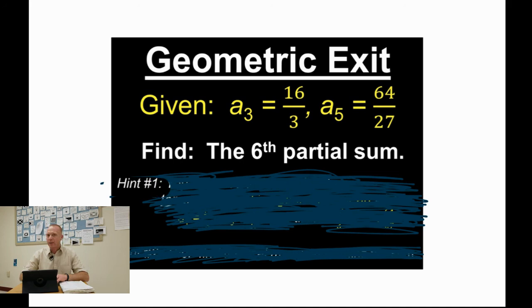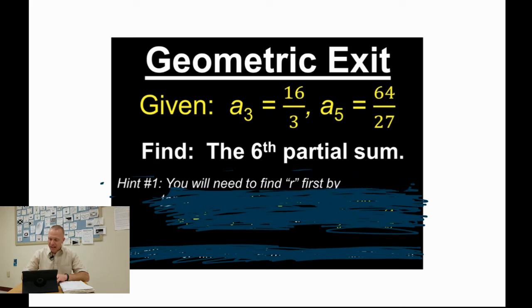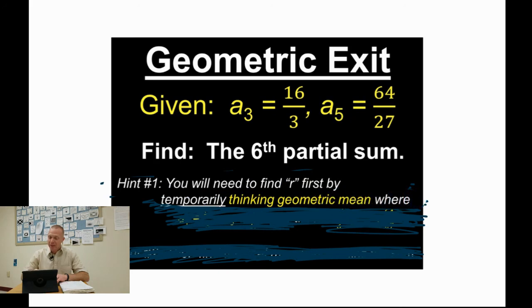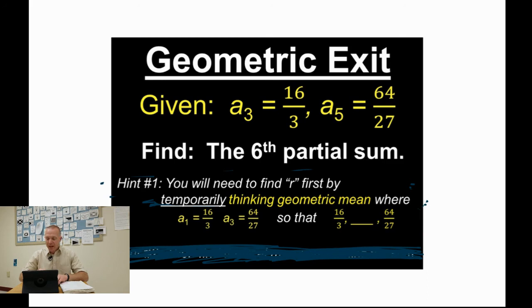Hint number 1. It's going to help you to get the common ratio. To get that common ratio, what you're going to do is a little temporary thinking. You're going to temporarily think of this problem as a geometric mean. I'm talking about one of these situations where you can think of 16 over 3 as the first term, and then 64 over 27 as the third term. You see, what this does is this allows you to plug into our original formula. And when you plug these numbers into the original formula, you'll be able to solve for r.